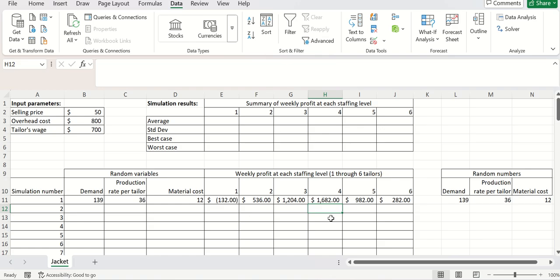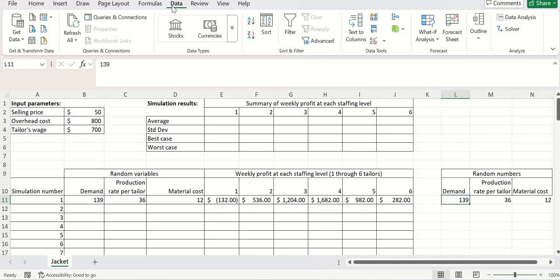However, let's also go back and say, wait, we know that demand is not 139 each week. We also know that the number of jackets that a tailor makes in a week is not always 36. And then finally, based on our supply chain cost and everything, the cost of the material also changes each week. So what I'm going to do is I'm going to go in and change the demand to a stochastic variable.